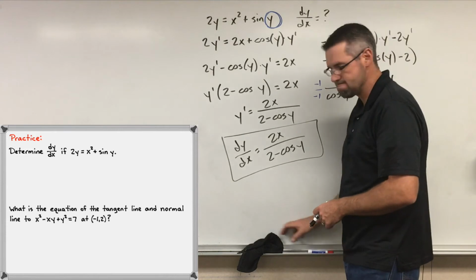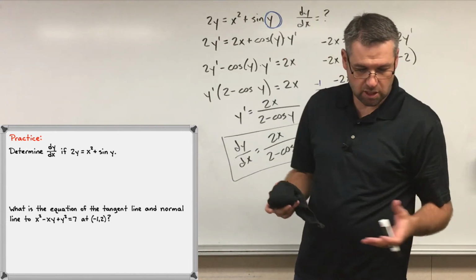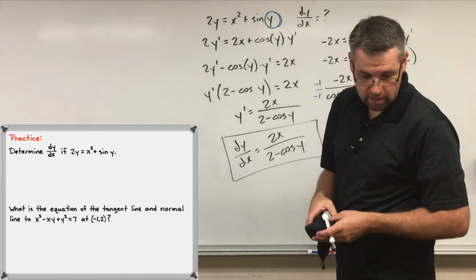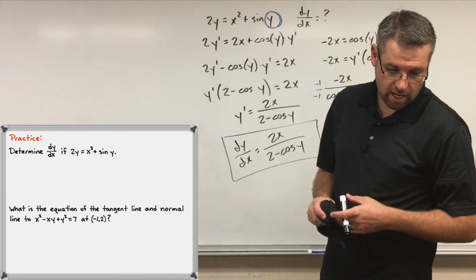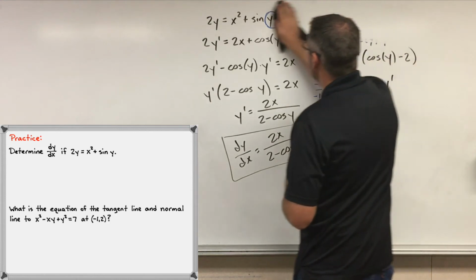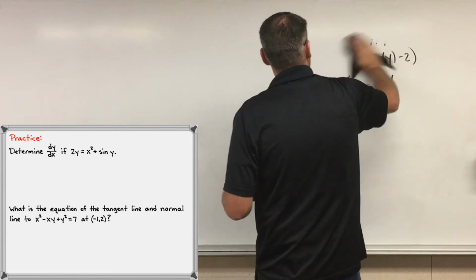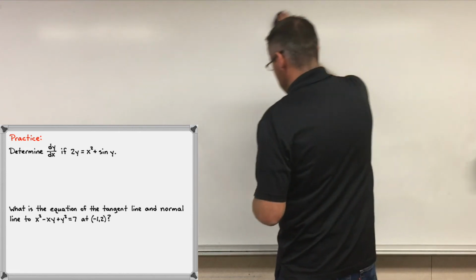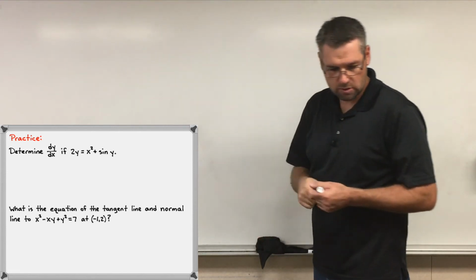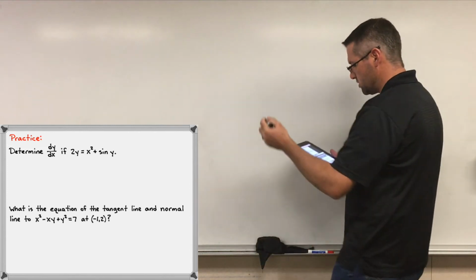All right, for the next problem, it says, what is the equation of the tangent line and the normal line of x squared minus xy plus y squared equals 7 at the point negative 1, 2? So you may know what this function looks like, and that's great if you do. But if you don't, you can still answer the question that's being presented here.